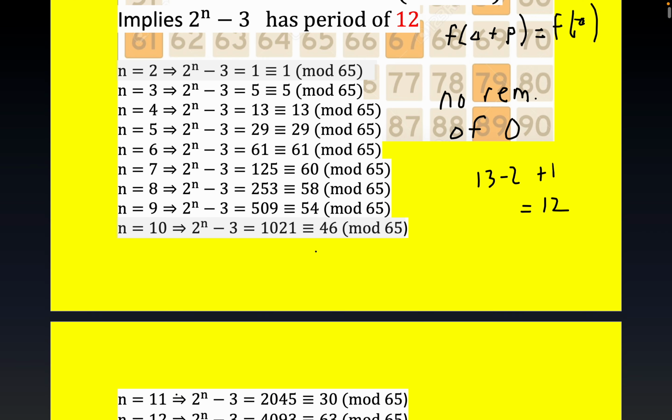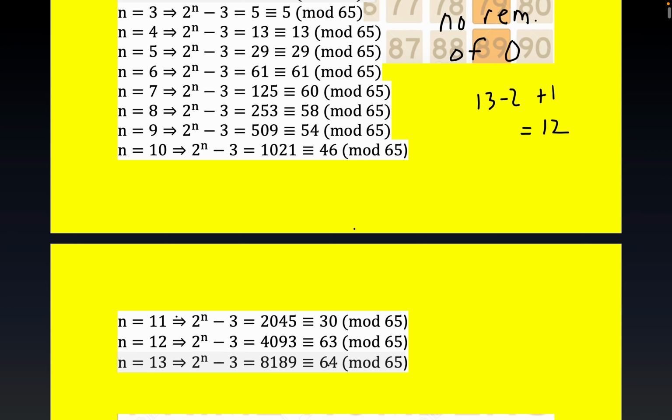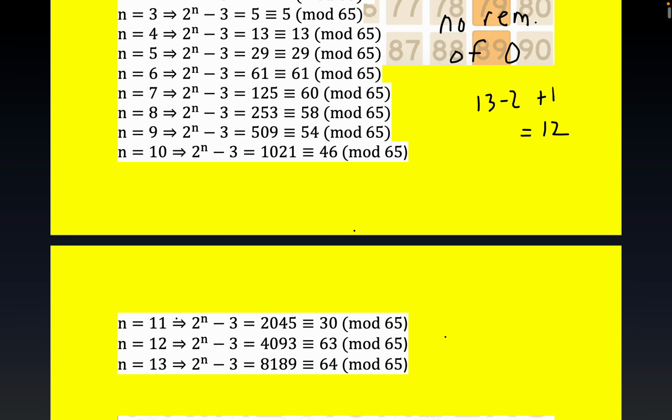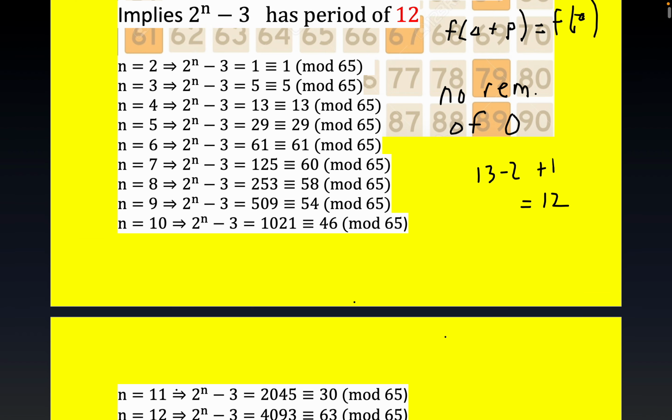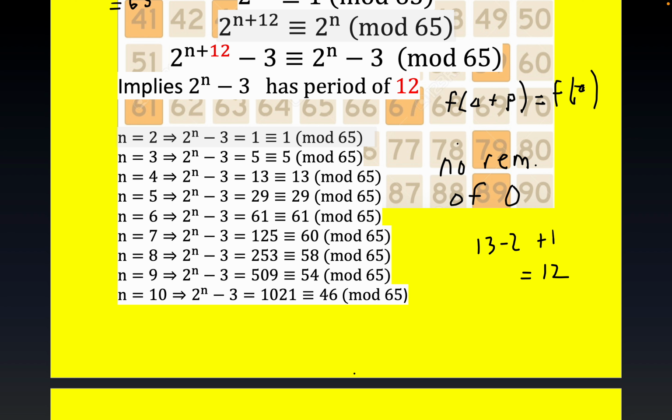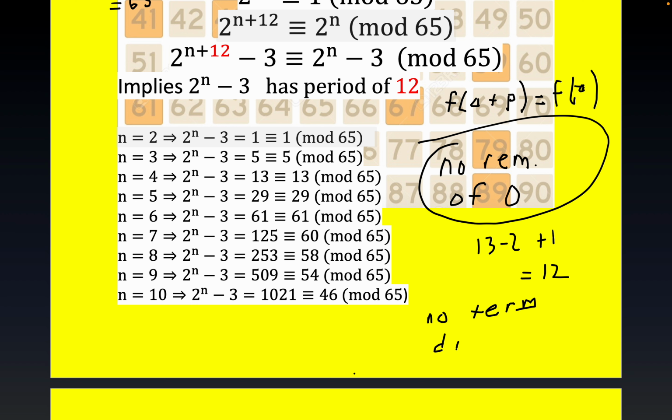And these same 12 remainders that you see right here, 1, 5, 13, 29, 61, 60, 58, 54, 46, 30, 63, 64, repeat, and you can start anywhere and you would get some sequence or partial sequence of this. But these will repeat in succession forever and ever and ever. But again, the key aspect is no remainder of 0, hence no term divisible by 65.